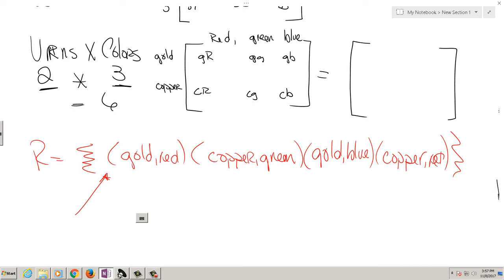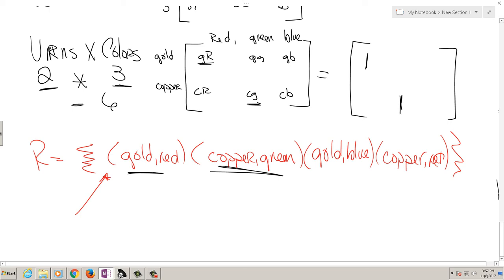So let's see, this is red and gold. So I'm looking for red and gold. That means that red and gold exists. I'm looking for copper and green. I believe that is copper and green, so I'm going to put a 1 there. This is gold and blue. I believe that is the position for gold and blue. And then finally we have copper and red. This looks like the position for copper and red.